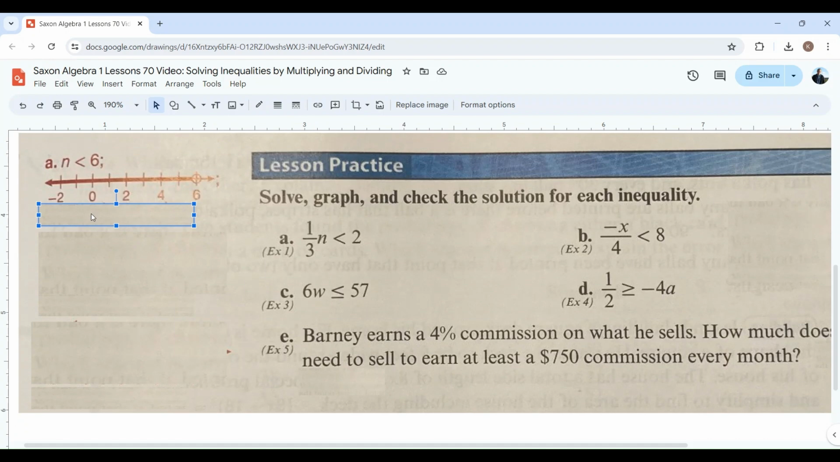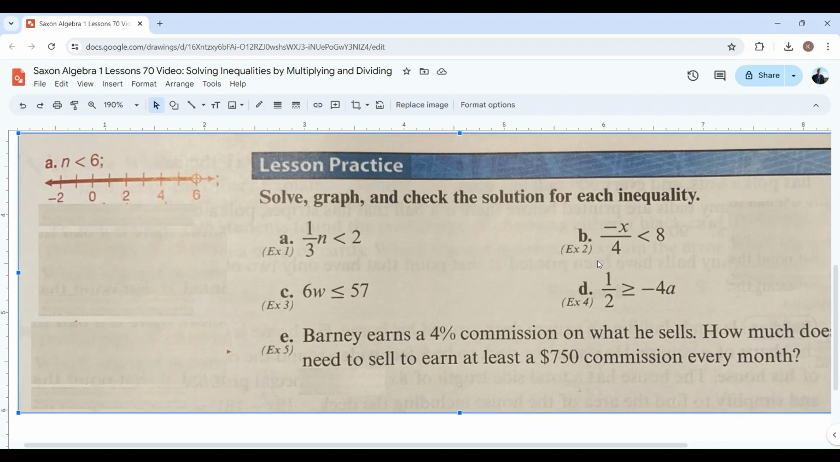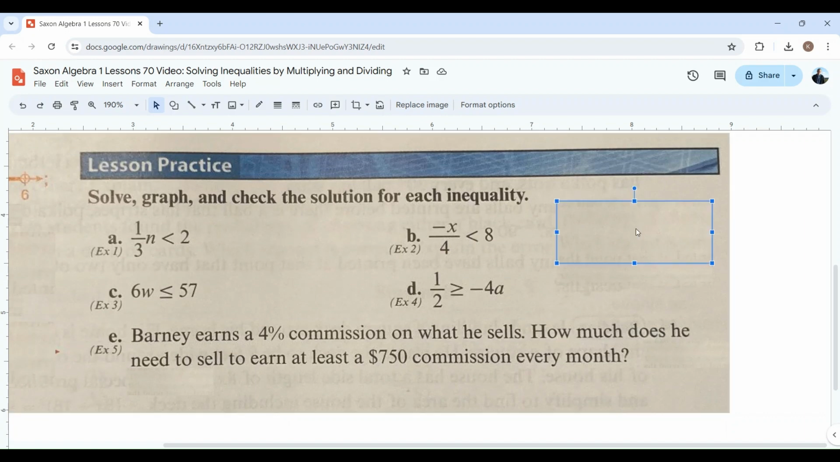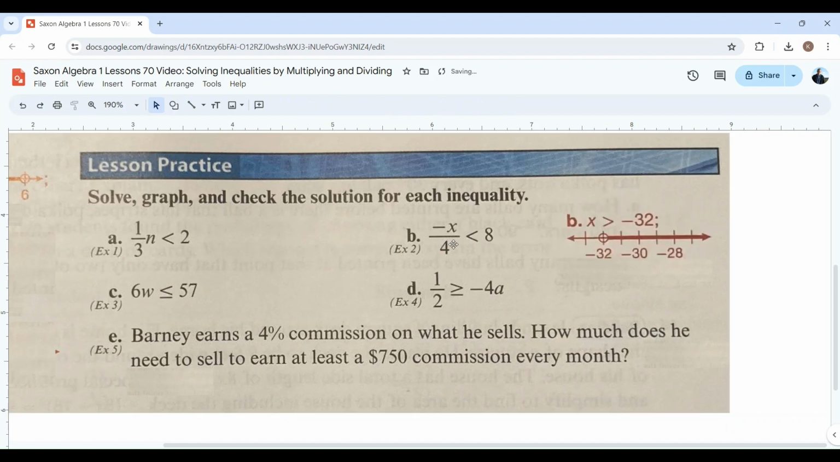All right, next, let's do letter B. Negative x divided by 4 is less than 8. So I'm going to multiply both sides of this, but now I need to multiply by -4, not just 4, because I have to get this negative sign off the left side of my inequality also. So when I multiply by -4 on both sides, because I'm multiplying by a negative, it ends up flipping the sign. Notice I went from negative x over 4 is less than 8 to x is greater than -32. I needed to flip the sign because I multiplied both sides by a negative.